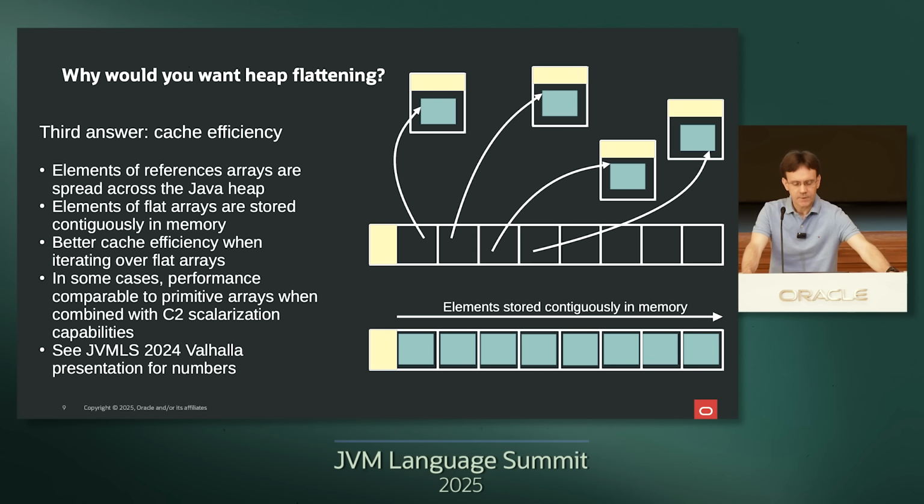The third answer is cache efficiency. If you have an array of references, the elements of your arrays are spread across the heap. If you flatten the array, now your elements are stored contiguously in memory. You have a better cache efficiency because you have a better spatial locality when iterating over your array. In some cases, combining this flattening and the C2 optimization, scalarization, we can achieve performance for flat arrays that are similar to the primitive arrays.